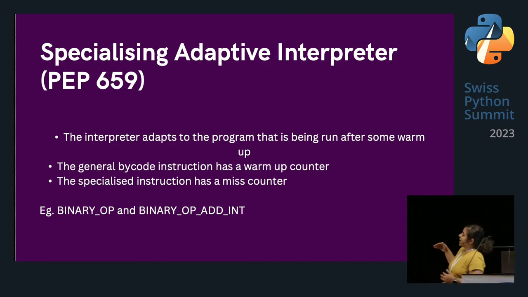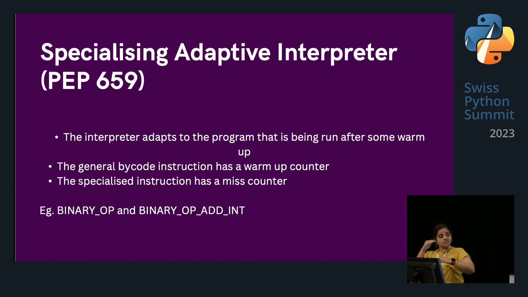How this is handled is that all of the new op instructions have a warm-up counter, which counts down from the particular warm-up for that opcode. Once it hits 0, it specializes to whatever specialized operation you're repeatedly using. And if you miss too many times, it goes back to the general instruction. You have a miss counter, which also counts down from a specific number for each opcode. This is the specializing adaptive interpreter.